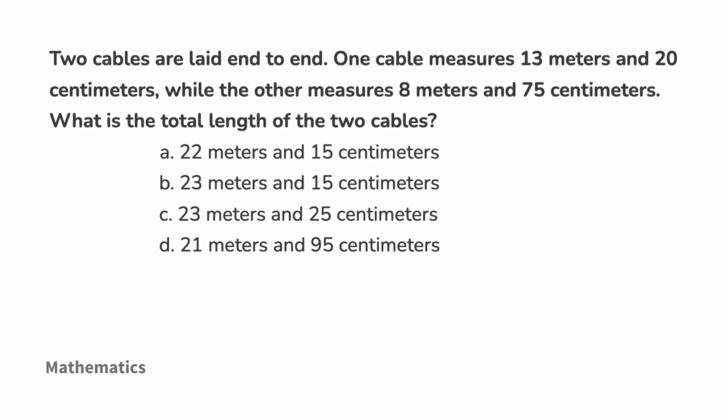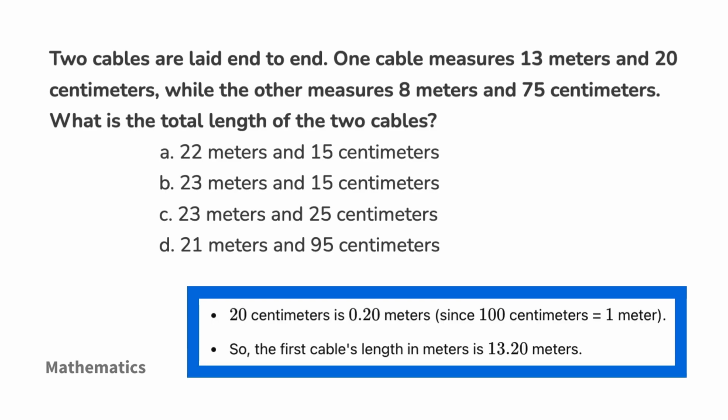Here we have two cables laid end to end. One cable measures 13 meters and 20 centimeters, while the other measures 8 meters and 75 centimeters. What is the total length of the two cables? Try this question. Come back when you're ready for the response. All right, great. Let's talk about it.